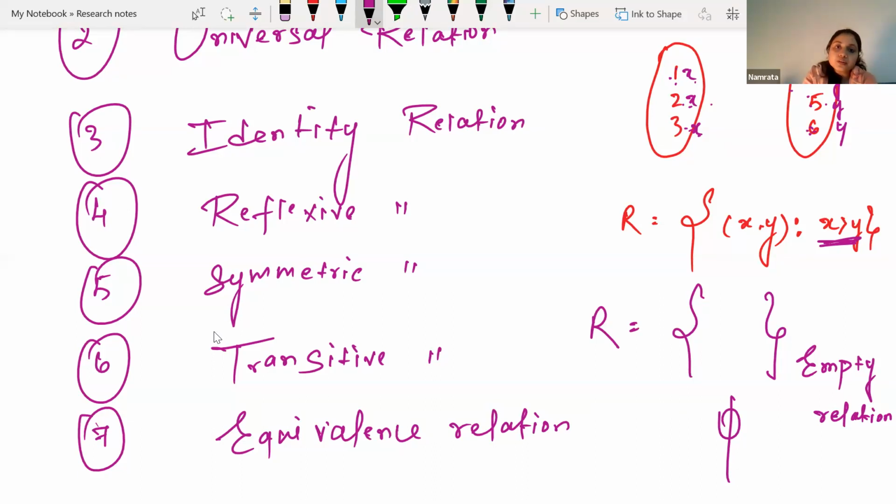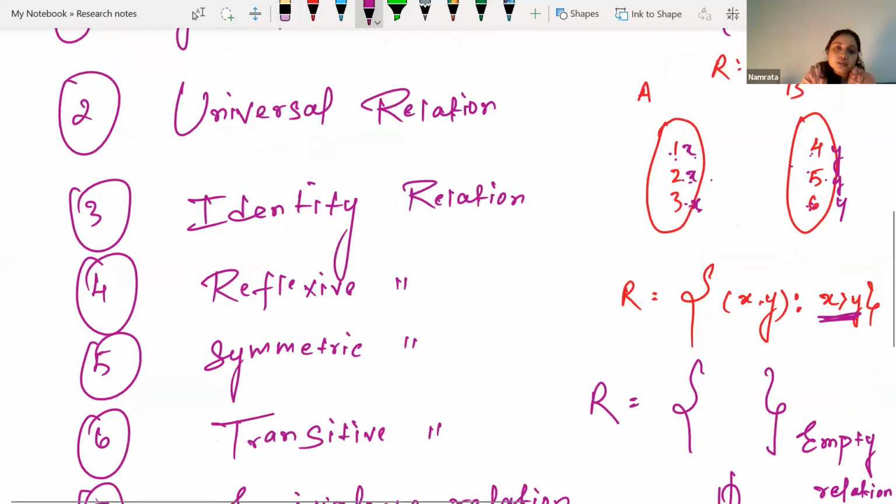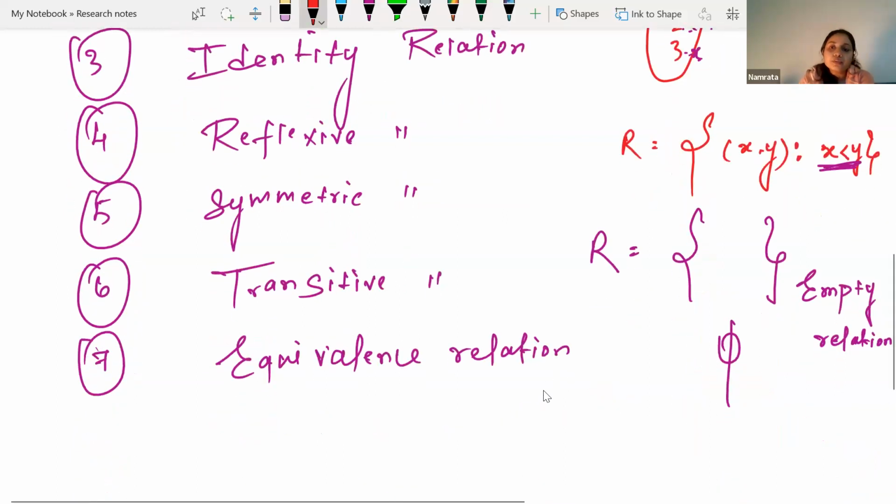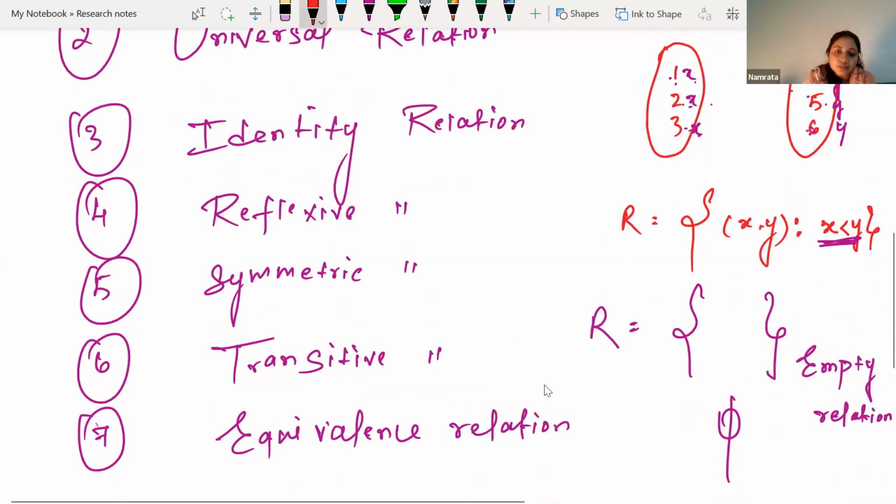Now, what about universal relation? For the universal relation, I am taking the same example, just reversing the case. We have a relation R consisting of ordered pairs (x, y) such that x is smaller than y. Now, if we write down the elements according to the defined relation, x has to be smaller than y. Only such ordered pairs we can take.